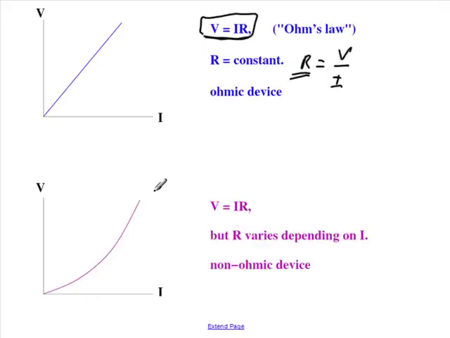For the rest of this chapter, we're going to be focusing on ohmic devices. We often approximate light bulbs as being ohmic. That little demonstration I was using, it treats all light bulbs as if they were ohmic. So we're going to deal with ohmic devices, resistors.